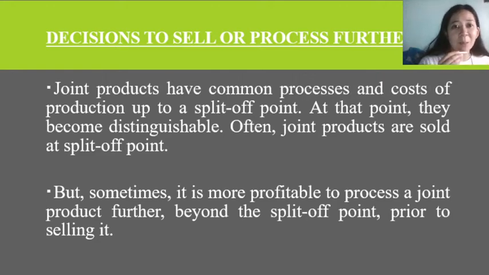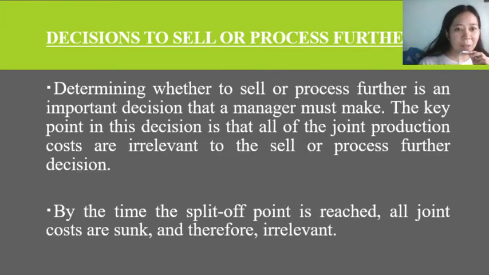Sometimes it is more profitable to process a joint product further, beyond the split off point, prior to selling it. Okay, to understand better, determining whether to sell or process further is an important decision that the manager must make. The key point in this decision, of course, is that all of the joint production costs are irrelevant to the sell or process further decision. By the time the split off point is reached, all joint costs are sunk and therefore irrelevant.